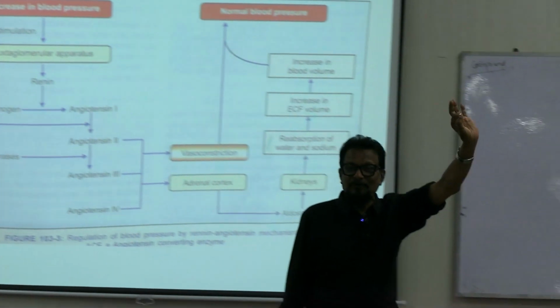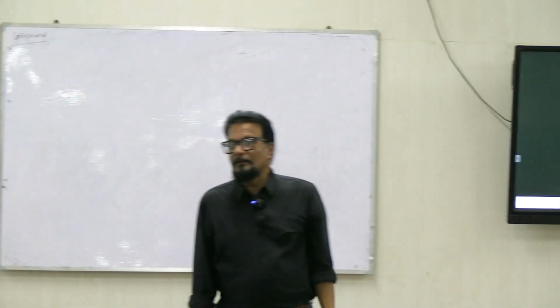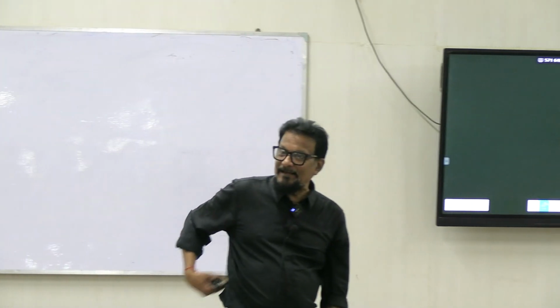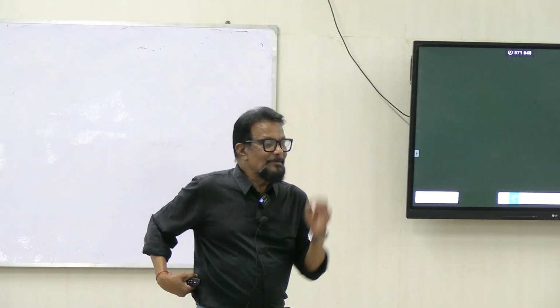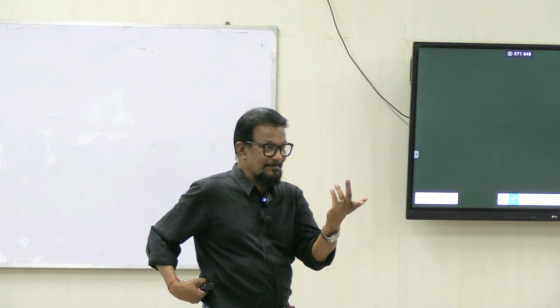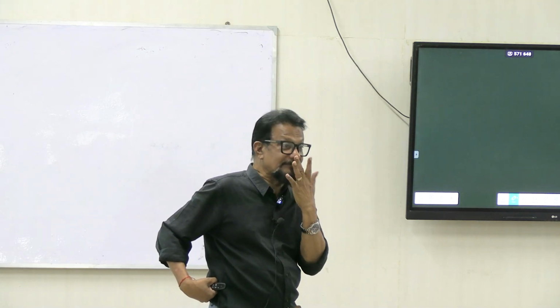So this is the beautiful mechanism by which the kidney controls blood pressure. That's why when there is renal failure, kidney failure, some hypertension is produced. This is called renal hypertension. Why? This mechanism cannot act. The controlling mechanism is not there.